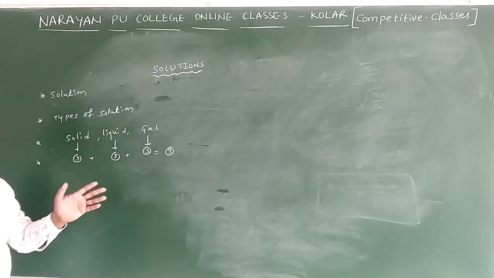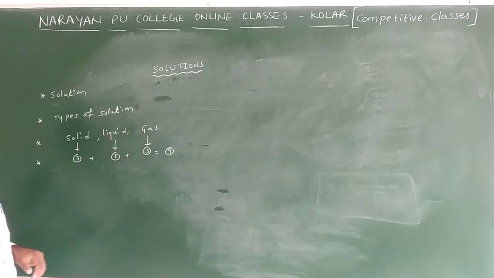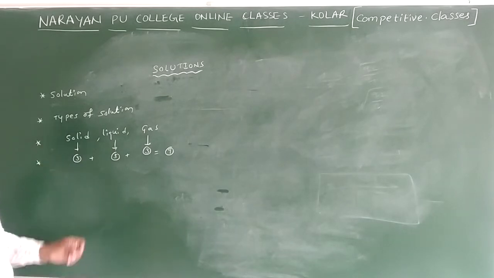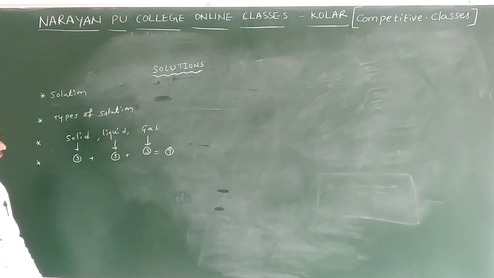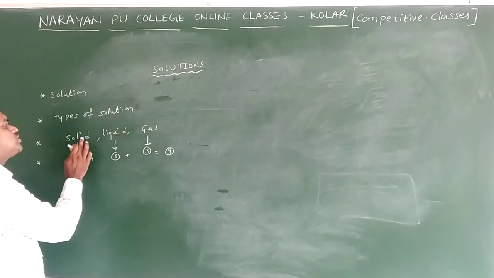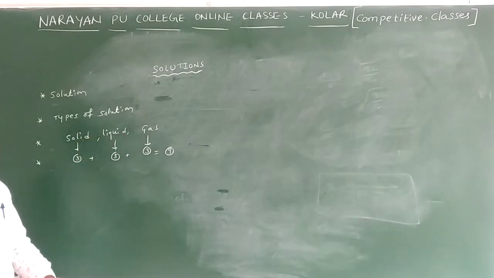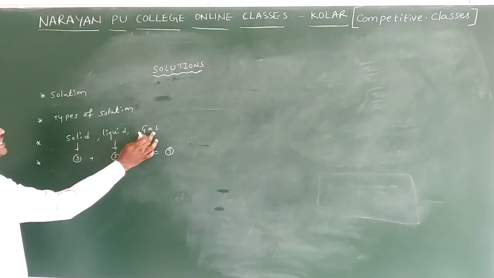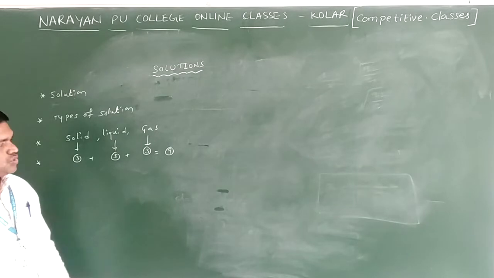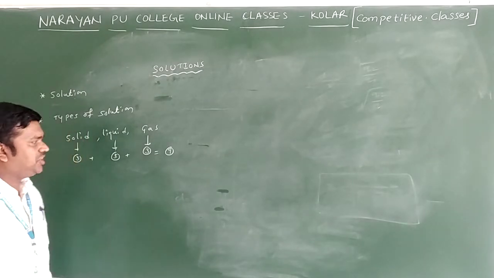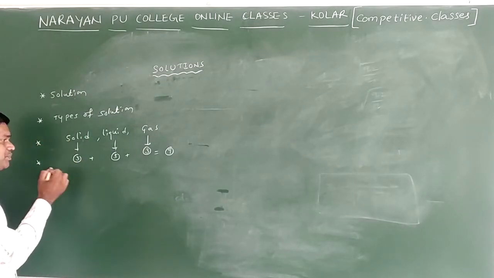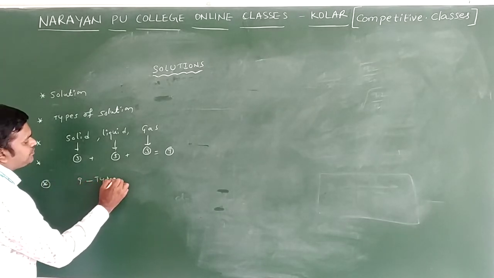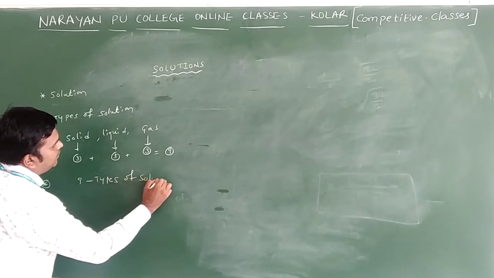Suppose solid is a solute, we have the combinations solid in liquid, solid in gas, solid in solid. Here we get 3. And liquid we have liquid in gas, liquid in solid, and liquid in liquid. That is 3 types of solutions. And here we have gas in solid, gas in liquid, gas in gas. So total how many combinations we have? 9 combinations are there. Already in the previous episode we gave one table on the 9 types of the solutions.